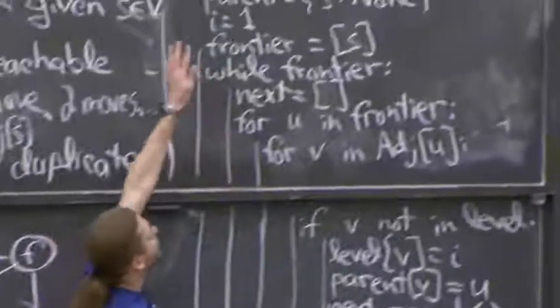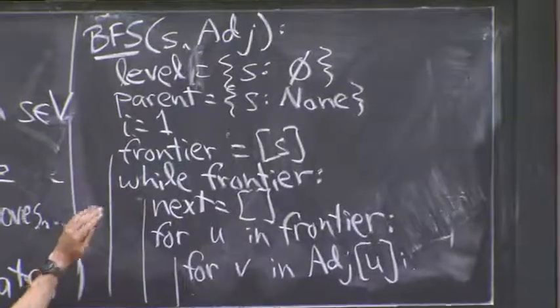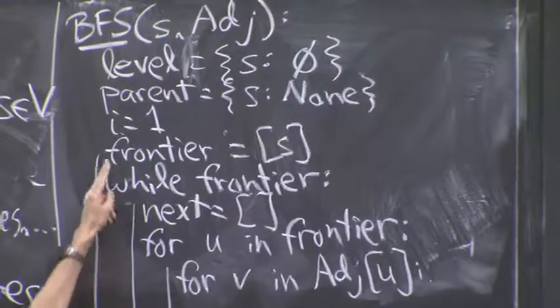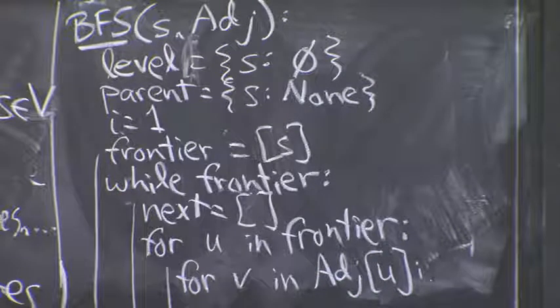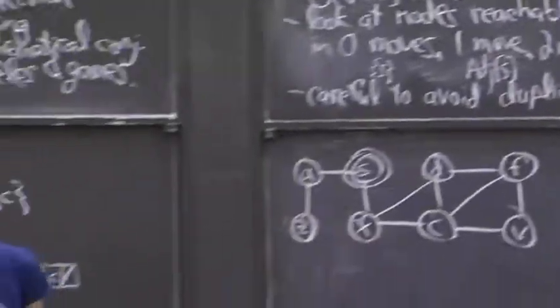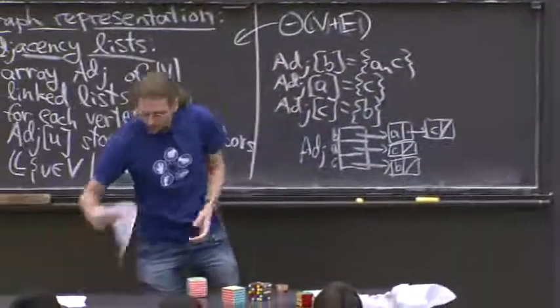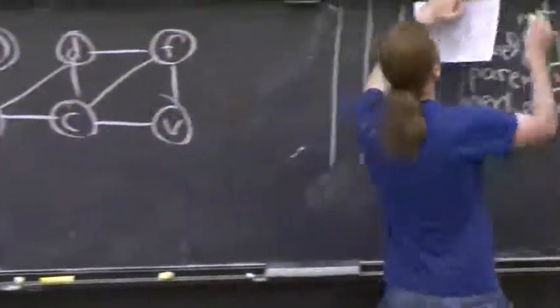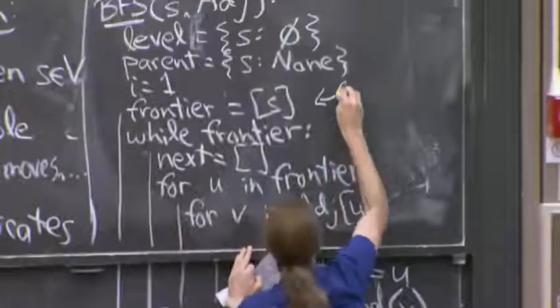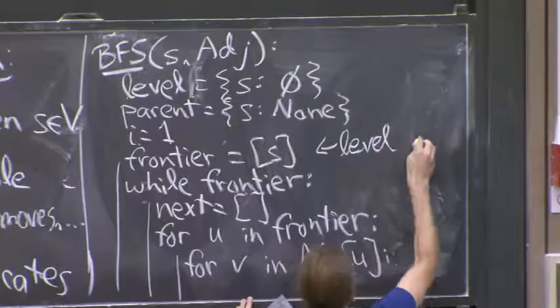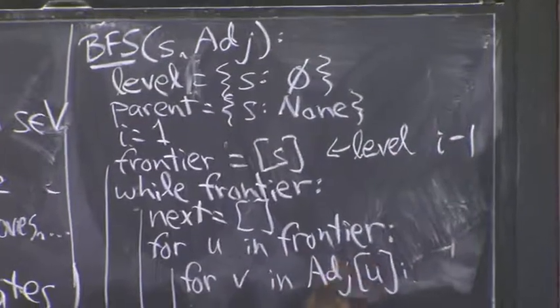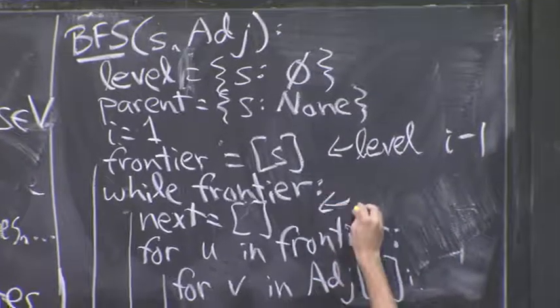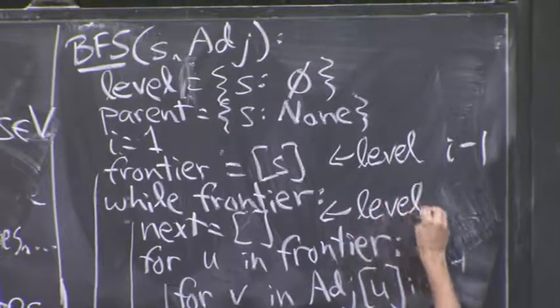And then the top of the algorithm is just some initialization. The basic structure is we have this thing called the frontier, which is what we just reached on the previous level. I think that's going to be level i minus 1. Just don't want to make an index error. So these are going to be all the things you can reach using exactly i minus 1 moves. And then next is going to be all the things you can reach in i moves.